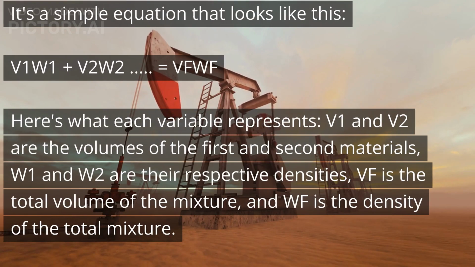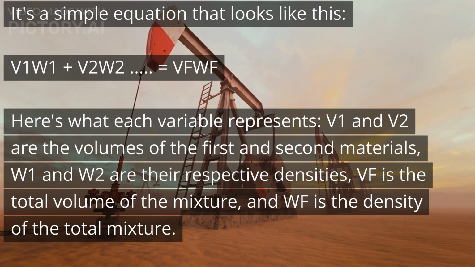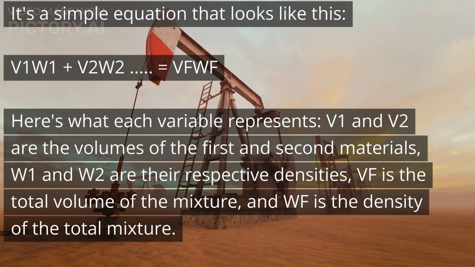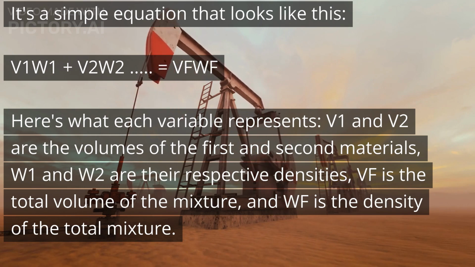It's a simple equation that looks like this: V1W1 plus V2W2 equals VfWf. Here's what each variable represents. V1 and V2 are the volumes of the first and second materials. W1 and W2 are their respective densities. Vf is the total volume of the mixture, and Wf is the density of the total mixture.